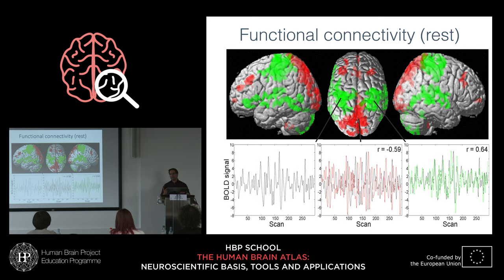And you can do that, and that's the critical thing, per subject in a relatively short measurement, 10 minutes, where you don't need a lot of active participation from the subject. So the big advantage of resting state is that it yields some insight into functional network architecture on the individual level in a relatively simple manner.